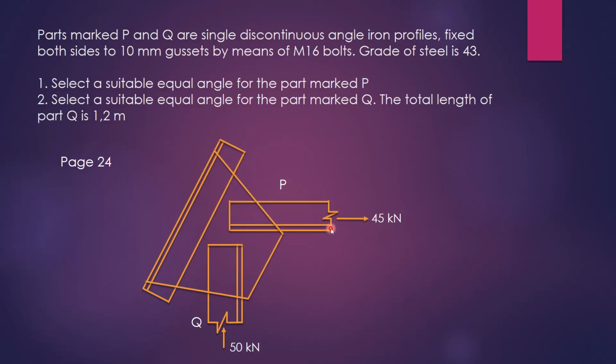This shows that this member is a tie, and this one is a strut, because it's going towards the joint. So now we want to do the necessary calculations to select a suitable member from the steel table.